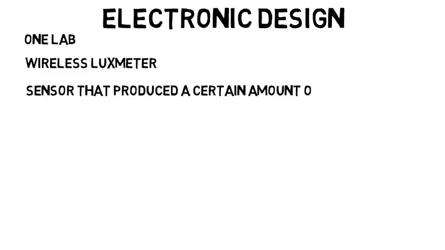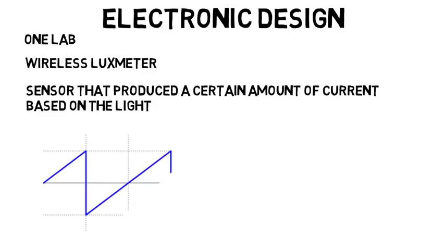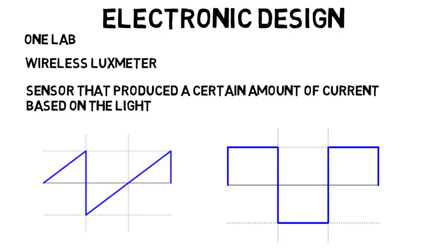Then my final year, I had an electronic design class, which had just one lab that would take the entire quarter to finish. Our project was a wireless lux meter, which measures how much light there is in the room. This was a fun project, and there was a lot of stages to it. We had a sensor that produced a certain amount of current based on the light it was picking up. Then we used that current to create a voltage that would charge up, then shoot back down and continue on, which I've shown before. Then we changed that into a square wave, and you learn all these techniques to manipulate signals like this in the class.